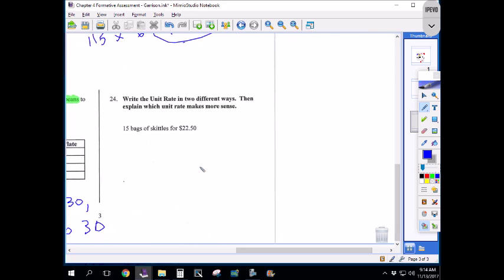You had to write the unit rate in two different ways. So the first thing you need to understand is you have to have two separate proportions here. Everybody got that? Now both of them are going to have 1 in the bottom right. Right, everybody? Okay.